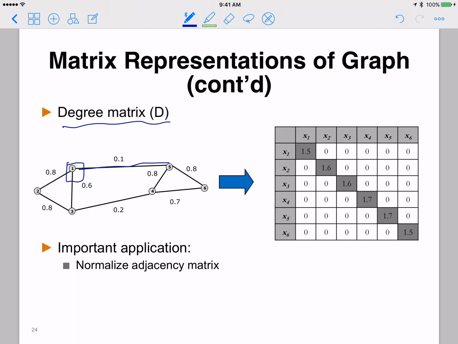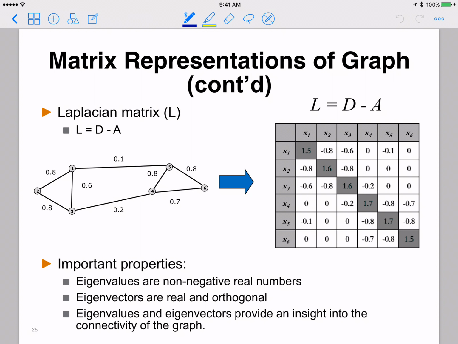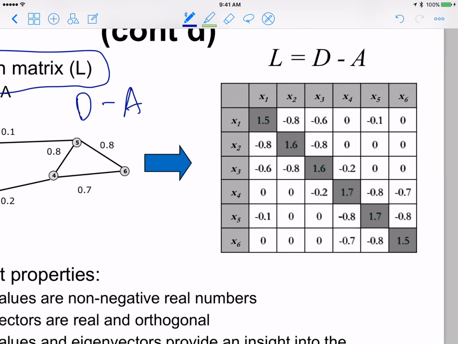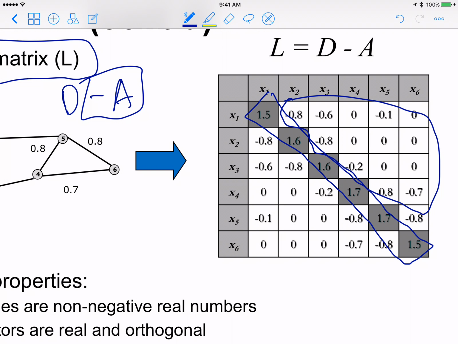Okay, so we have a degree matrix and adjacency matrix A. And now the most important matrix today is this Laplacian matrix. The Laplacian matrix is the degree matrix minus the adjacency matrix. It is quite simple. On the diagonal, we have the degree values of each node, and on the off-diagonal part, we have the edge weights, but negative edge weights, because we subtracted the adjacency matrix.